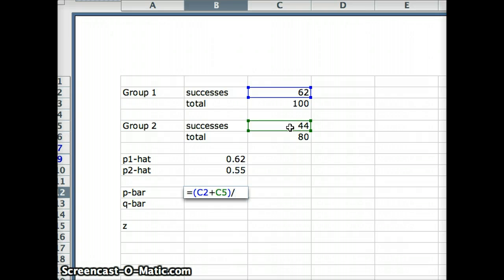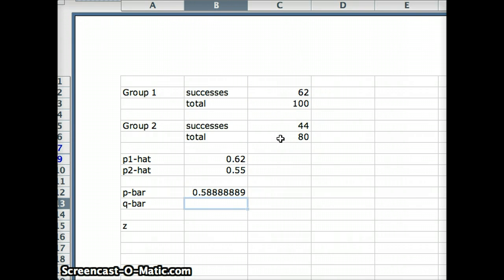Divided by, add the denominators. And what do we get? We get 0.5889. And of course, Q bar will be 1 minus P bar, which is 1 minus 0.5889, and we get 0.4111.